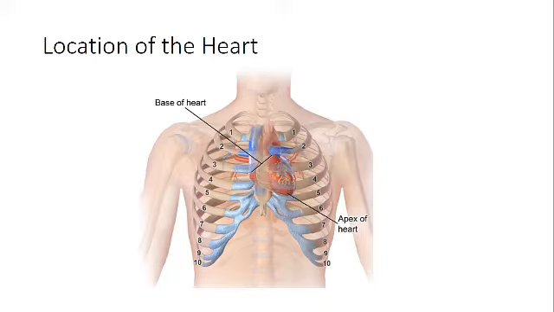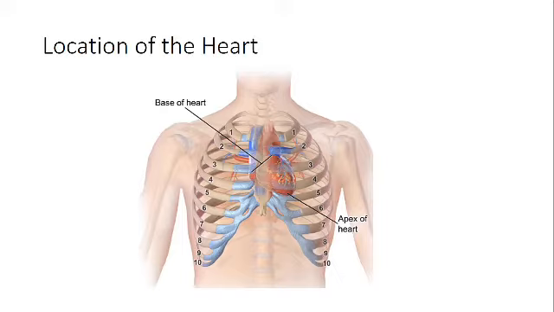Specifically, or anatomically, the heart is located between the second and the fifth intercostal spaces. The base of the heart coincides with the second intercostal space, whereas the apex of the heart coincides with the fifth left intercostal space, just a little bit lateral to the sternum. The base is directed upwards and the apex is directed downwards.